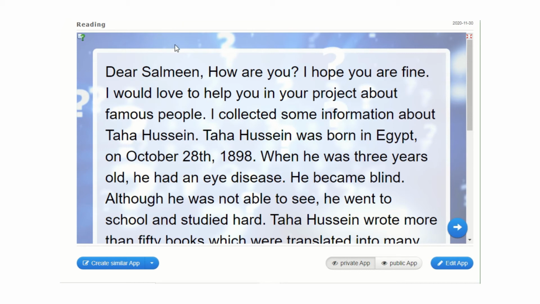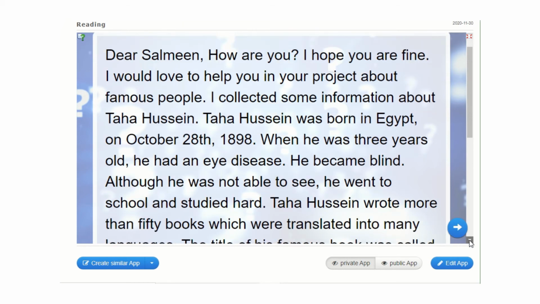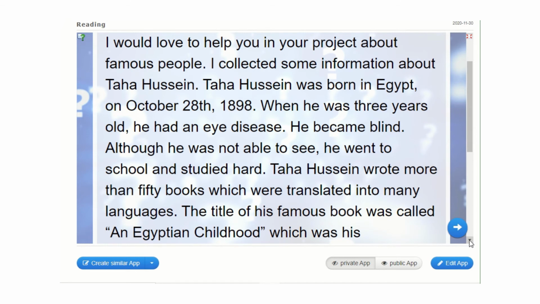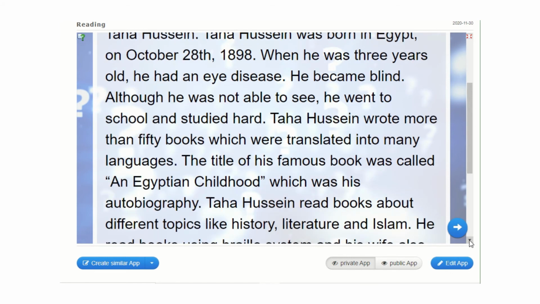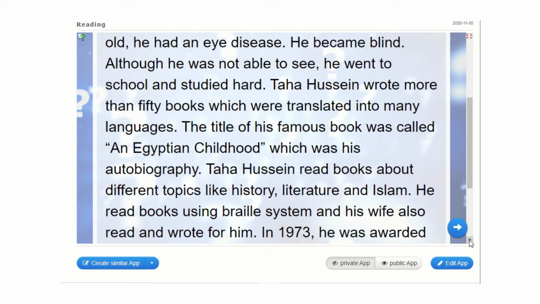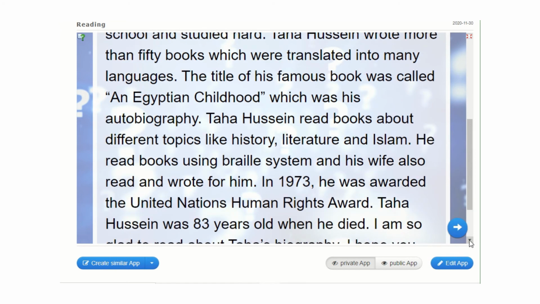Taha Hussein wrote more than 50 books, which were translated into many languages. The title of his famous book was called An Egyptian Childhood, which was his autobiography. Taha Hussein read books about different topics like history, literature, and Islam. He read books using Braille system, and his wife also read and wrote for him. In 1973, he was awarded the United Nations Human Rights Award. Taha Hussein was 83 years old when he died.